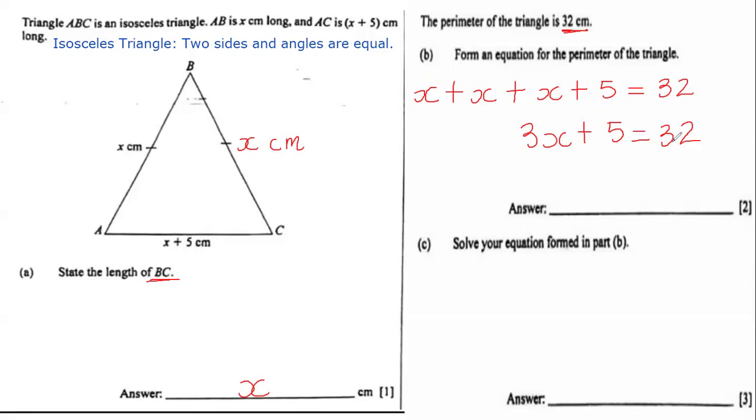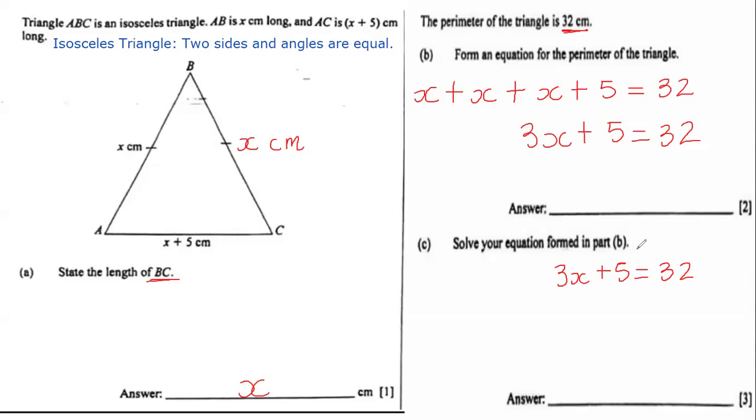So we have 3X plus 5 is equal to 32. Next, the next question says, solve your equation in part B. So we have this equation, 3X plus 5 is equal to 32, and we want to solve this equation. So how are we going to solve this equation? What's the first step we're going to do?